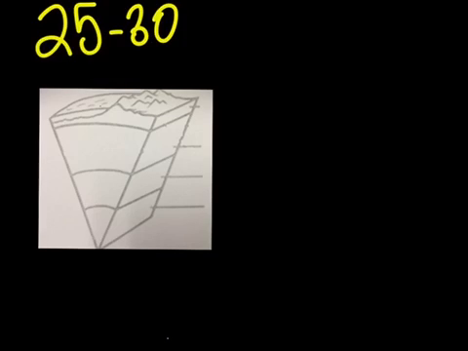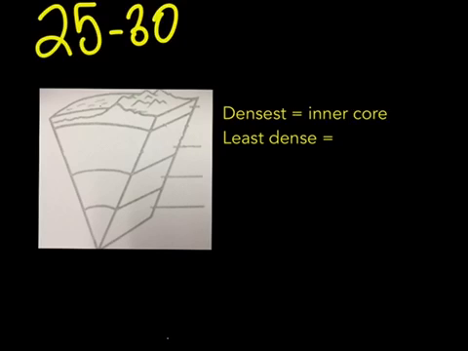All right, for this question, we're going to go ahead with number 25. Which layer of Earth is the densest? That is the core. Because it is dense, it sinks all the way to the bottom. Which layer is the least dense is the second question. That would be the continental crust. It's the one that floats. All right, so if you are the least dense, you are going to float.